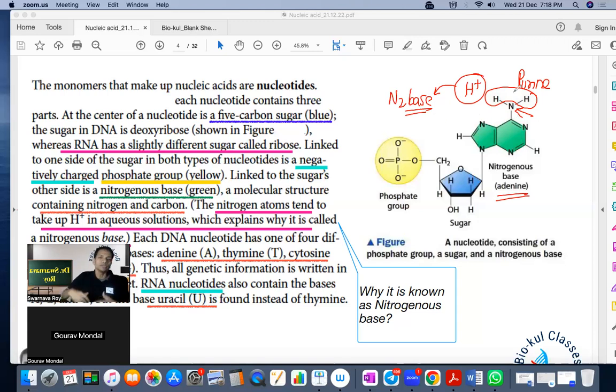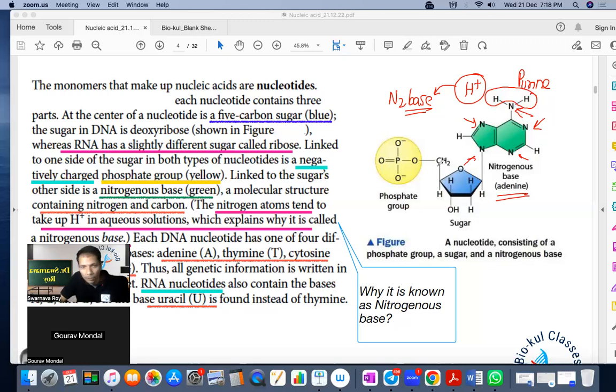So when we go to these higher classes, 11, 12, okay, when we are targeting the NEET, these kinds of concepts are very important. Why do we call this a nitrogenous base? First of all, it has lots of nitrogen in this heterocyclic compound, and it is also binding to this hydrogen. That's why it is called a base, okay?